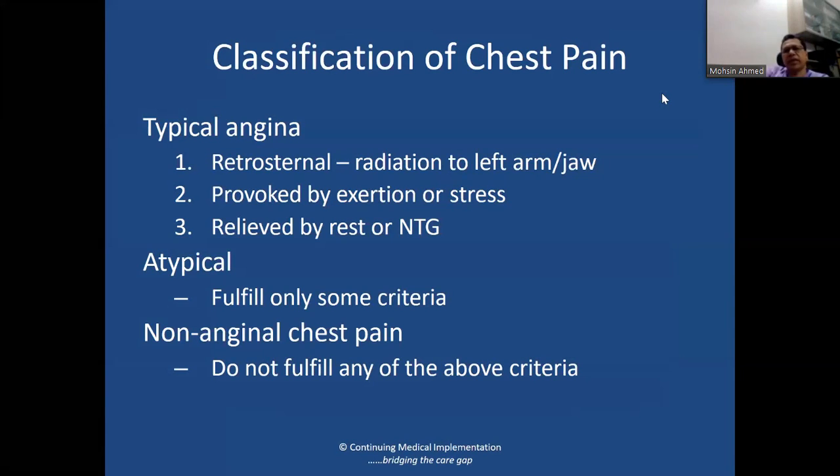Classification of chest pain: typical angina is substernal discomfort radiating to the left arm and jaw, provoked by exertion, relieved by rest or nitroglycerin. Atypical fulfills only some criteria. Non-anginal does not fulfill any of the above criteria. So typical angina is usually not found in the chest pain of angina pectoris, only in unstable angina and infarction.